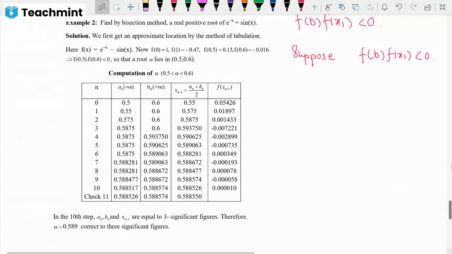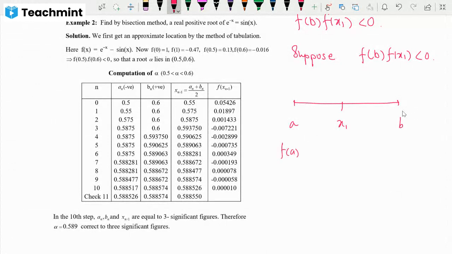So what is our situation? Our situation is like this. This is a, this is x1, and this is b. At f of a, the function has positive value. At f of x1, it also has positive value, and at b, the function has negative value. So what is our Bolzano continuity theorem?